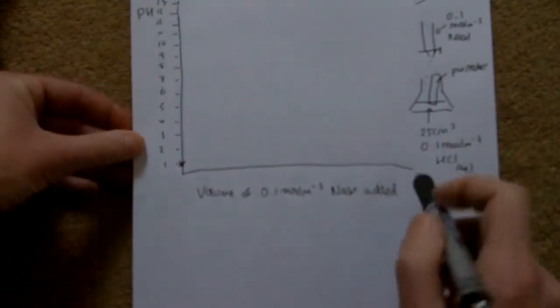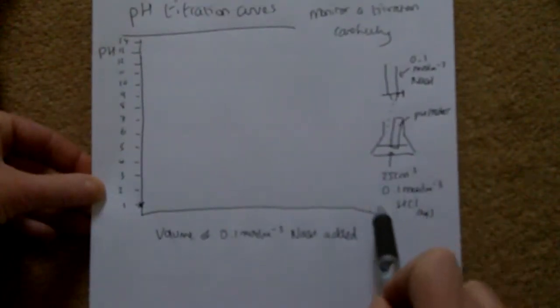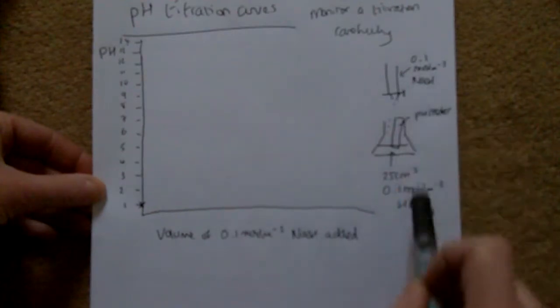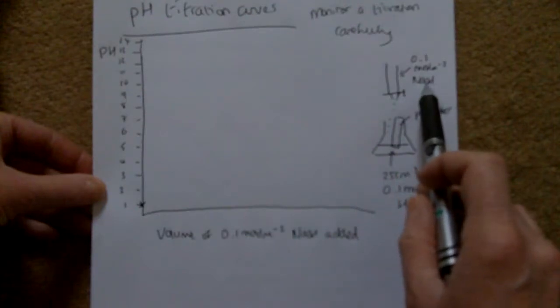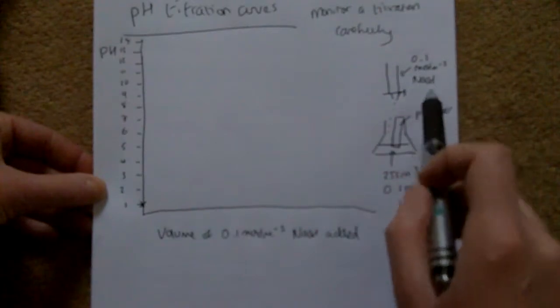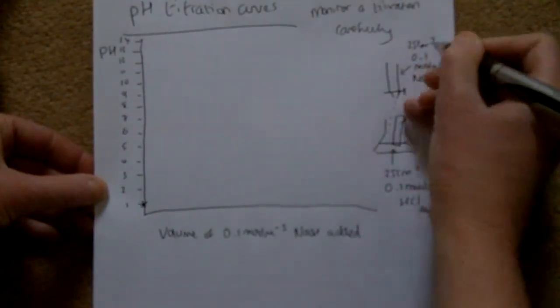So this is a simple example. If you've got 25 cm³ of 0.1 mol/dm³ HCl, and the same concentration of sodium hydroxide, at what point will neutralization happen? It will happen when 25 cm³ of this sodium hydroxide has been added.